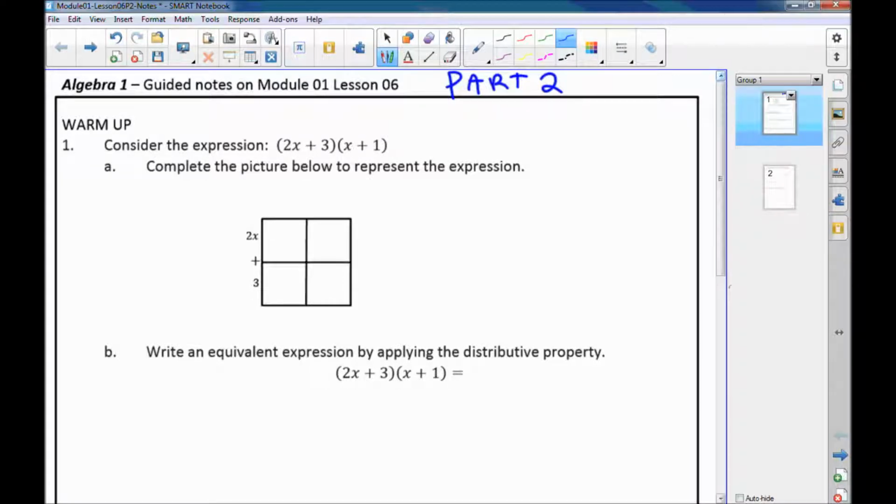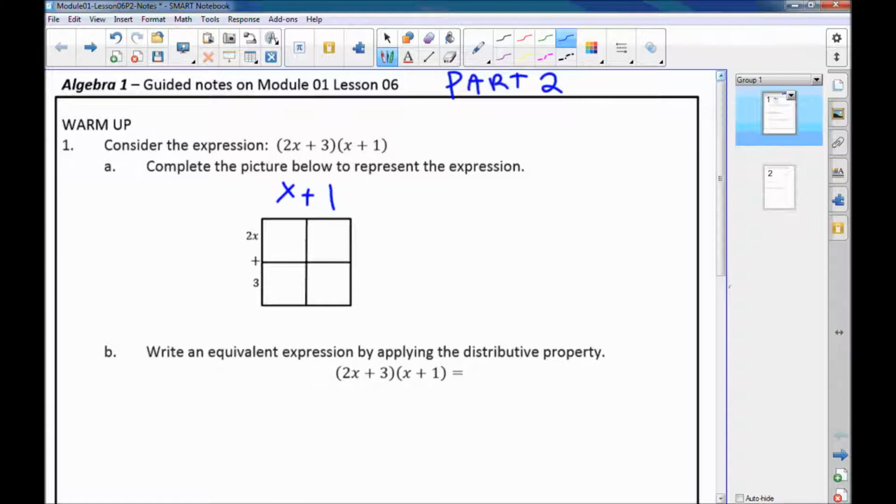Today we are doing the guided notes on Module 1, Lesson 6, but we have a part 2 to spend a little more time on the distributive property here and the tabular method for multiplying two polynomials. So our warm-up was consider the expression 2x plus 3 times x plus 1. And we're going to complete the picture below to represent this expression. So it's 2x plus 3, it's already written down the side, and we are multiplying that by x plus 1.